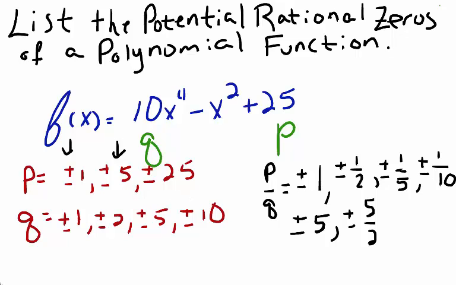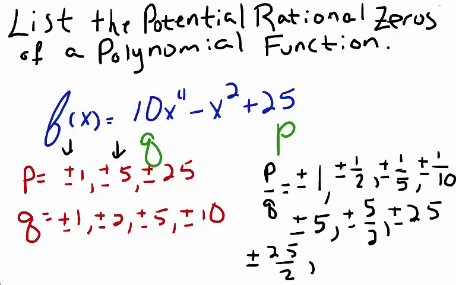So now we move on to 25, plus or minus 25 over 1, which we write as 25, plus or minus 25 over 2, plus or minus 25 over 5, which divides out to 5, and plus or minus 25 over 10, which reduces to 5 over 2, and we already have this on our list.